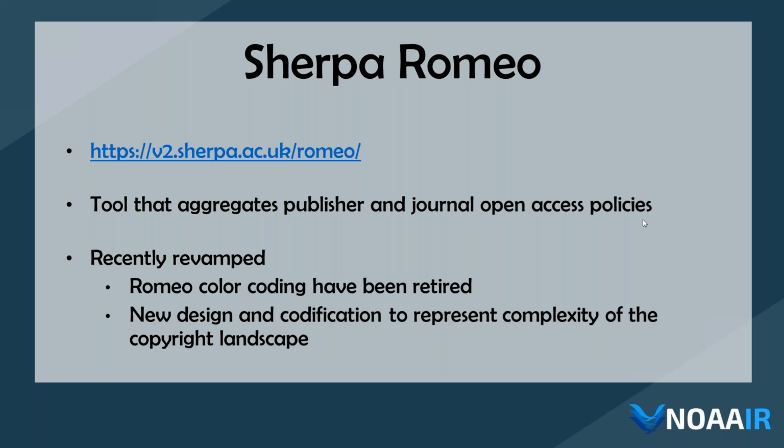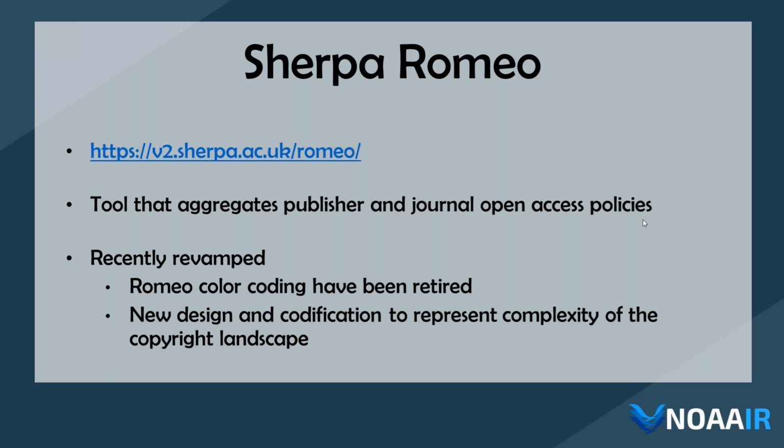So now for the reason that we're here, the crux of the talk is the tool Sherpa Romeo. It's a website that's devoted to aggregating publisher and journal open access policies. The last version of it was very easy to use, but it was revamped because it was basically overly simplistic. It was based around a color coding scheme where journals would fall into red, yellow, or green versions. And they were generally supposed to tell you what it was that you could do with them based on that color scheme.